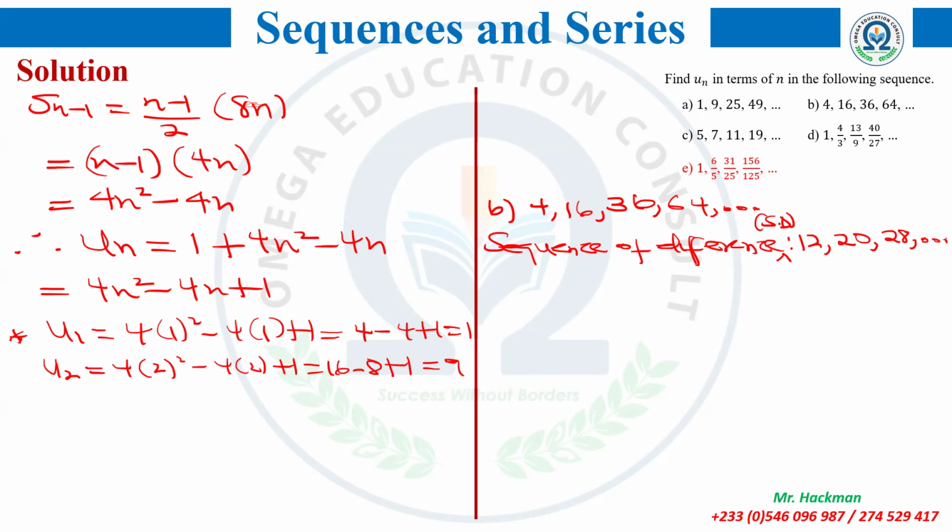So this is what we have. Now let's determine the nature of our sequence of difference. Let's find the first difference: 20 minus 12 will give us 8. Am I right? Yes, sir. Then 28 minus 20 will also give us 8. So your sequence of difference is an AP. Do you agree? Yes. So I'm going to write, this is an AP.